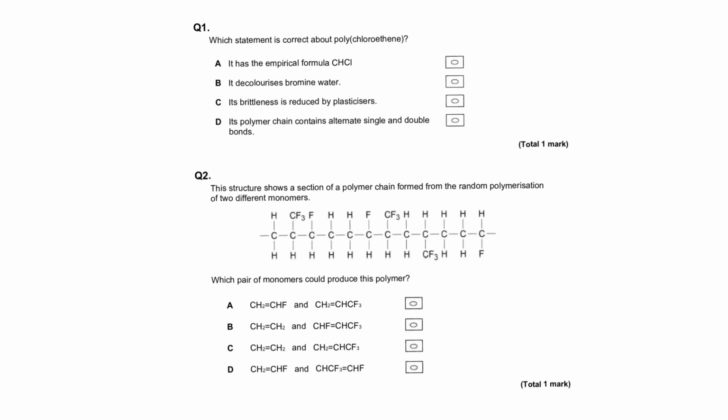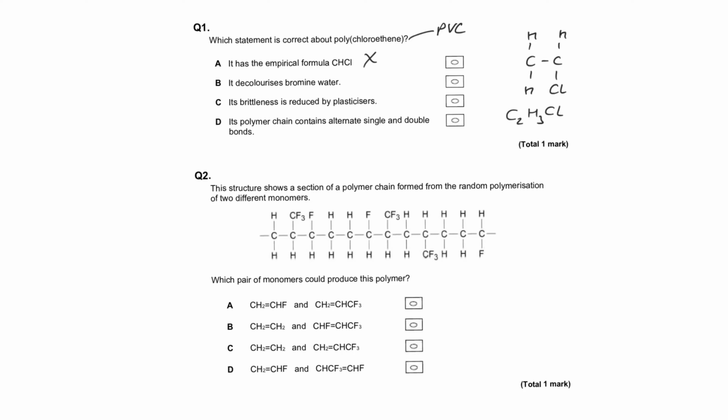Okay, so the first question, which statement is correct about polychloroethene? This is PVC. We just looked at it. So it has the empirical formula CHCl. Well, if we draw out polychloroethene, this is just the repeat unit, you will see that its empirical formula isn't CHCl because this is C2H3Cl. That does not simplify to CHCl, so that's not the correct answer.